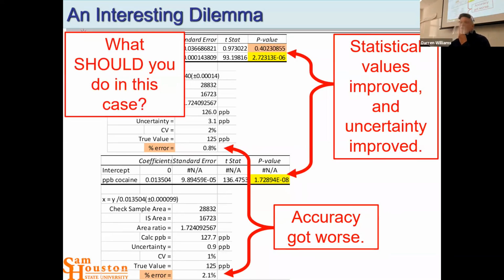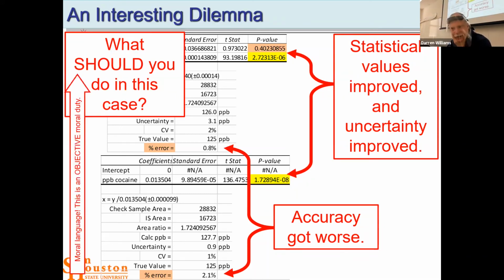So what should you do in this case? And notice I'm using the word should. Should is moral language. This is the is-ought dilemma. Science will tell you what is, but it won't tell you what ought. That's where we bring morality into the picture. So when you say, what should you do? We're making a moral claim.